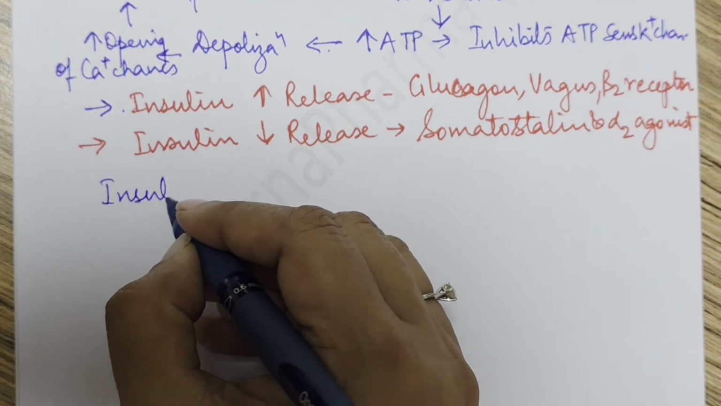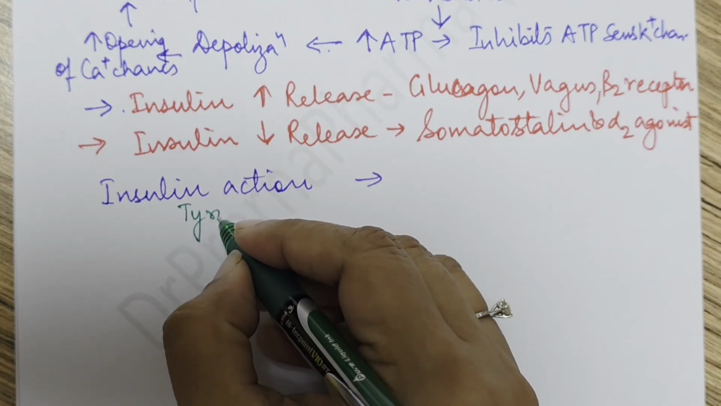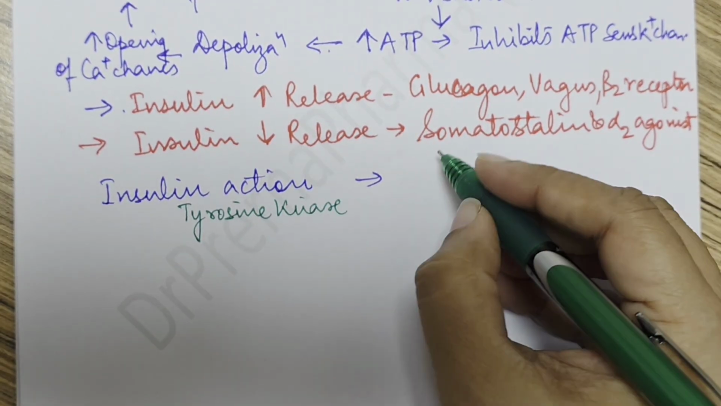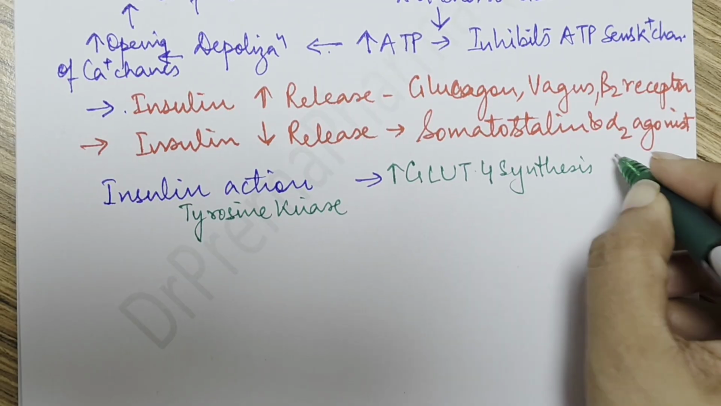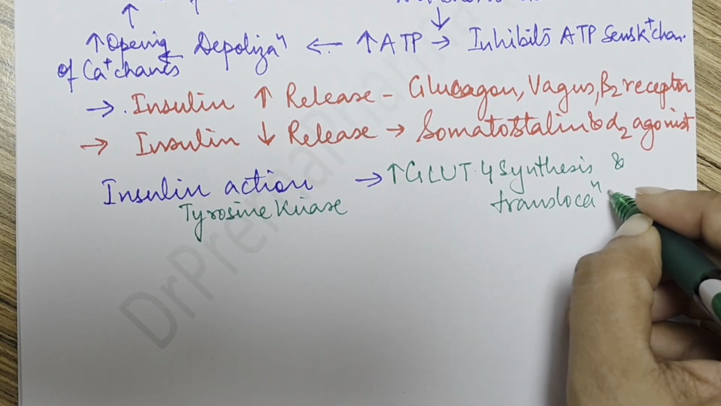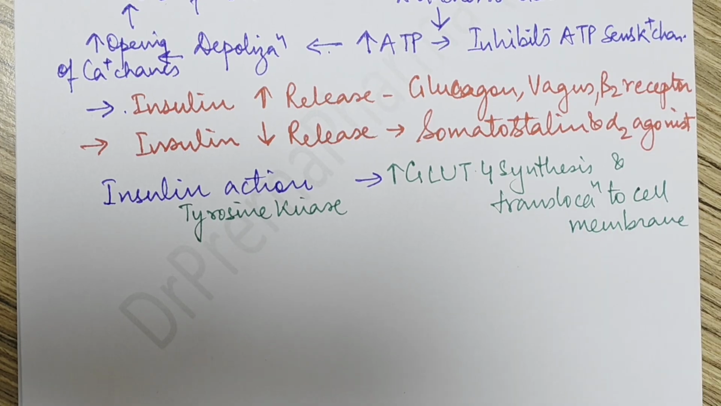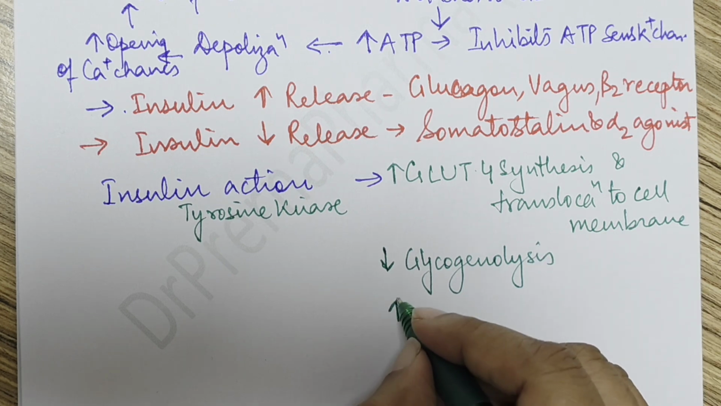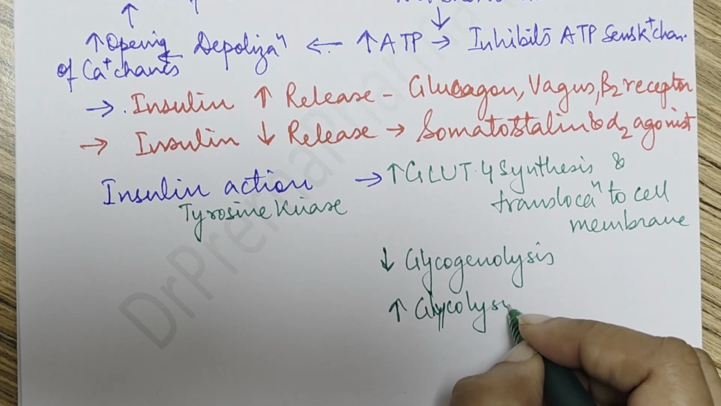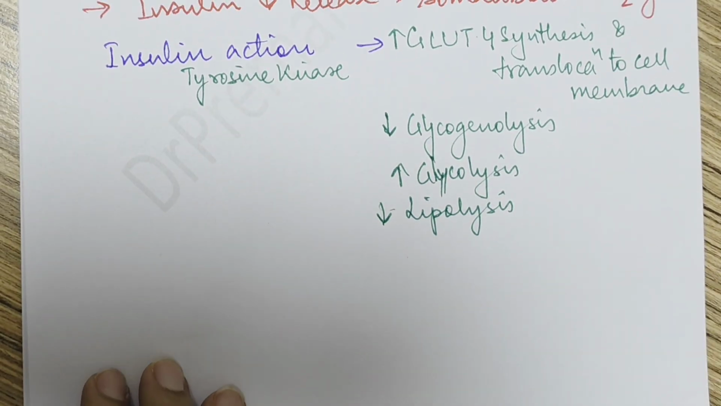Now what is the action of insulin? How does insulin act? When insulin attaches to the receptor, which we all know is a tyrosine kinase type of receptor, insulin first of all increases GLUT4 synthesis and translocation to the cell membrane, to which the glucose then attaches. It then decreases glycogenolysis, it increases glycolysis, and it reduces lipolysis. So these are certain things you need to understand as the basics of insulin and diabetes mellitus.